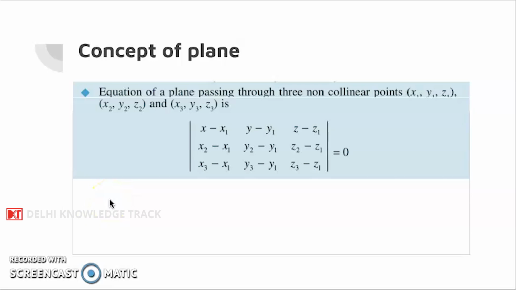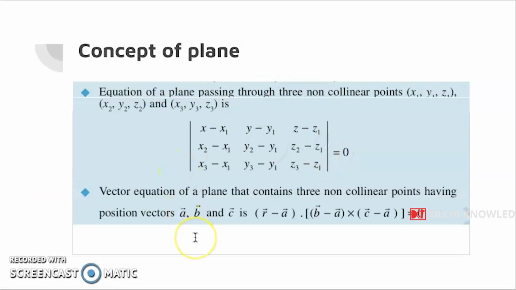The equation of a plane passing through three non-collinear points is given by this determinant. If you solve this determinant, it will be equal to 0. The vector equation of a plane that contains three non-collinear points having position vectors a, b and c is given by vector r minus vector a, dot product with vector b minus vector a cross product with vector c minus vector a, is equal to 0.